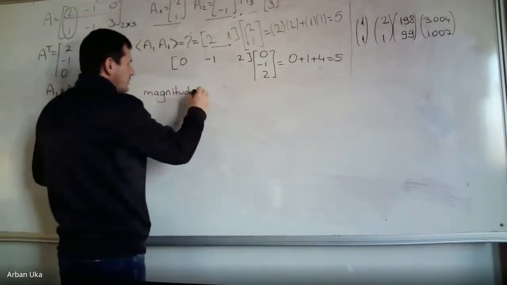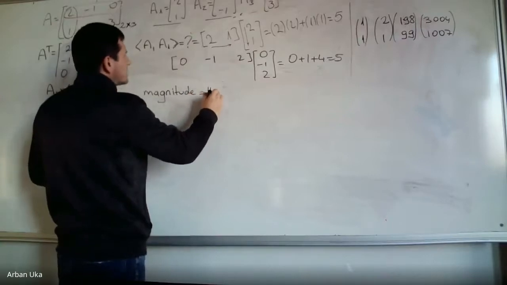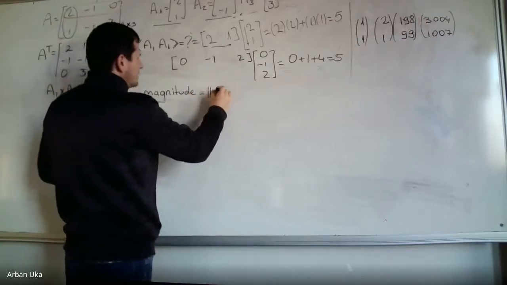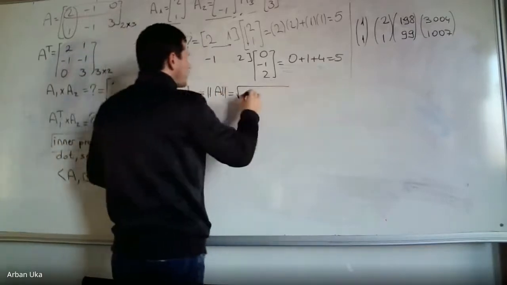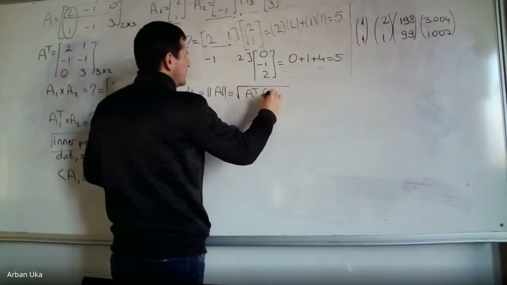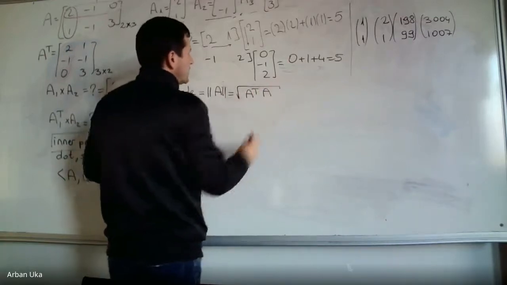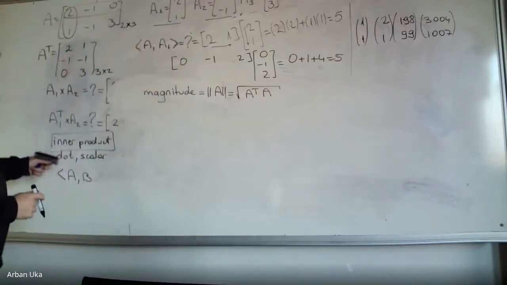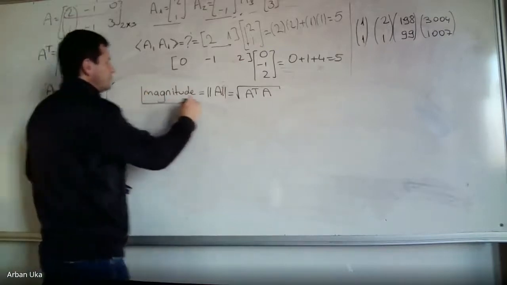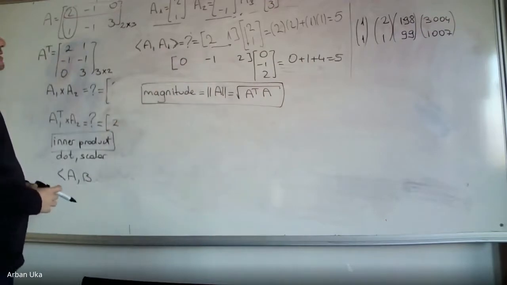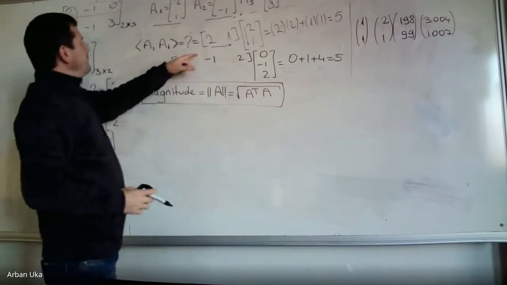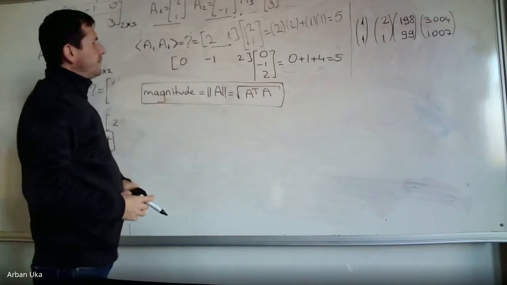So the magnitude is defined, for any vector A, as the square root of A transpose times A. Okay, so this is the magnitude. After the inner product, we define this, which means, for example, what is the magnitude of A1? Square root of 5.